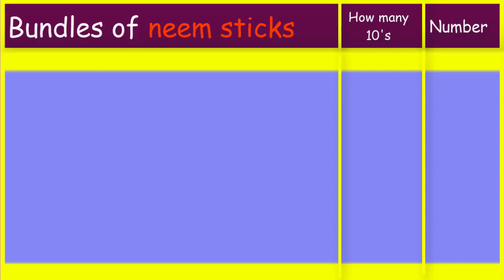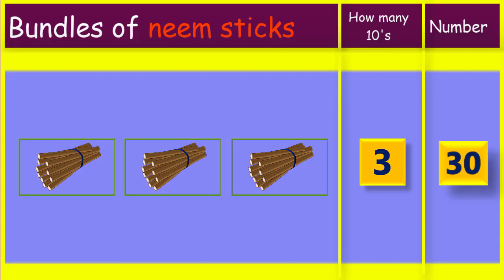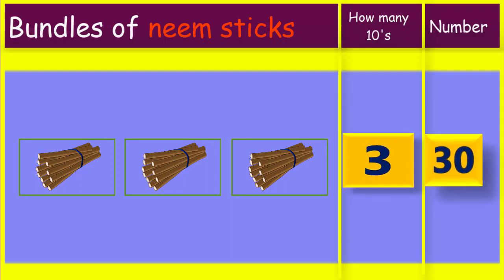Now see here. The number of bundles of name sticks is 3. So the number of name sticks is 30. 3 bundles have 30 name sticks. This is called 3 tens.